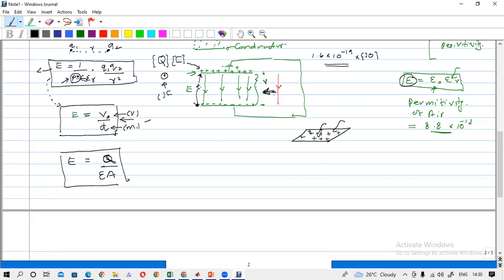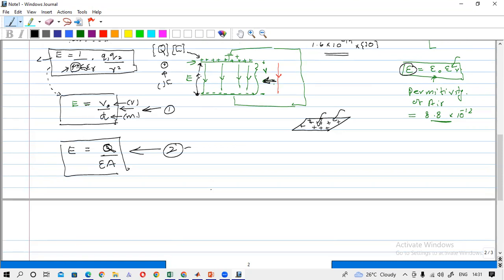and again it is equal to the total charge divided by epsilon into area. So this epsilon is the dielectric constant of the material between these two plates. So this equation is also there. This is the first equation and this is the second equation. So we have these two equations related to the electric field between these two plates. I think it is okay. If you have any problem, you can ask.